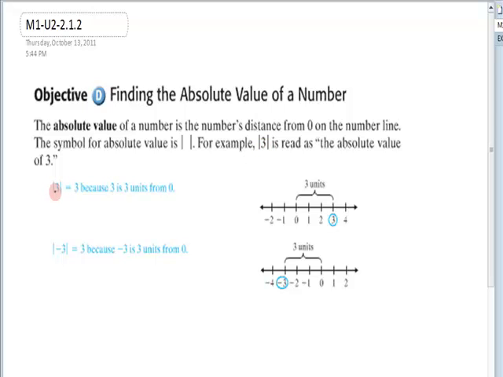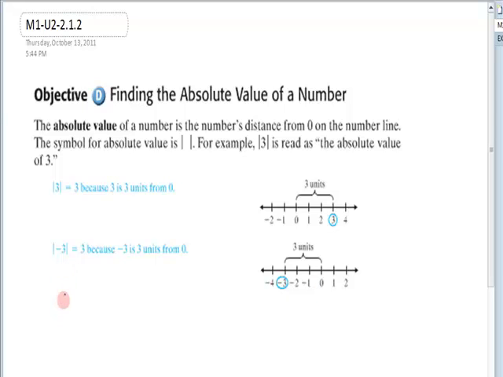Now, the absolute value of 3 is equal to 3 because the distance that is from 0 is 3 units. So the absolute value of 3 is 1, 2, 3 units from 0. The absolute value of negative 3 is also 3 because if I was just looking at distance, it is 3 units from 0. The direction doesn't count.